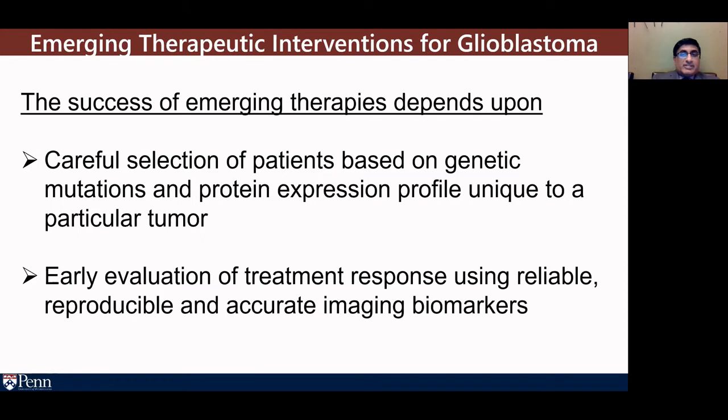But the success of these emerging therapies depends upon two important factors. Number one, the careful selection of the patient based on the genetic mutation and the protein expression profile, which are unique to a particular tumor, and early evaluation of the treatment response using reliable, reproducible, and accurate imaging biomarkers.